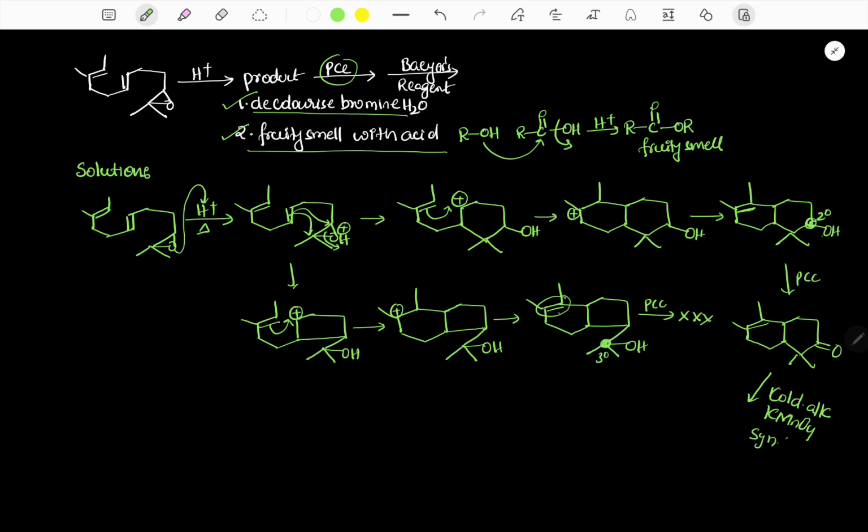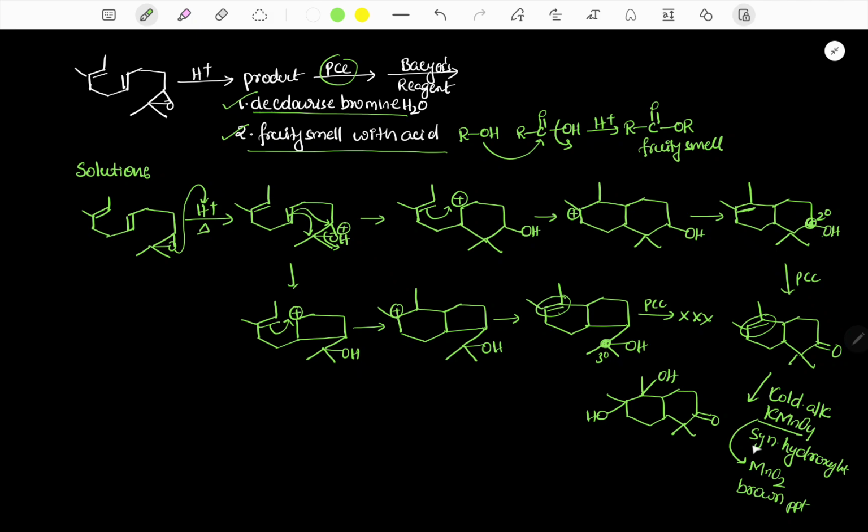It is a syn hydroxylation, and KMnO4 will be converted to MnO2, which is a brown precipitate. Because of oxidation, the alkene part will be converted into a diol, a vicinal diol.